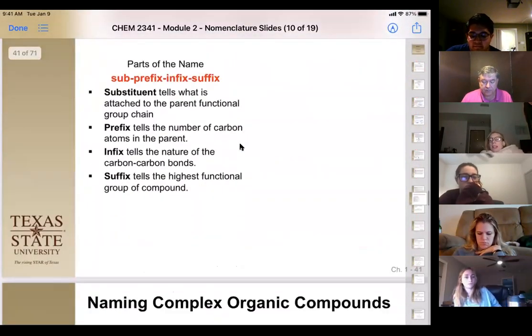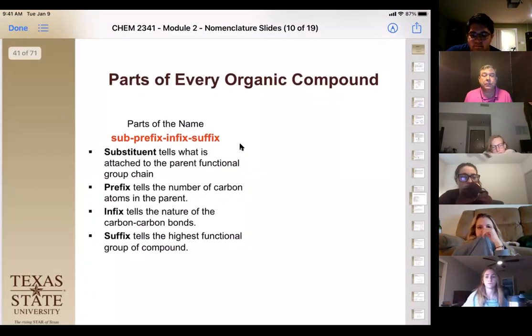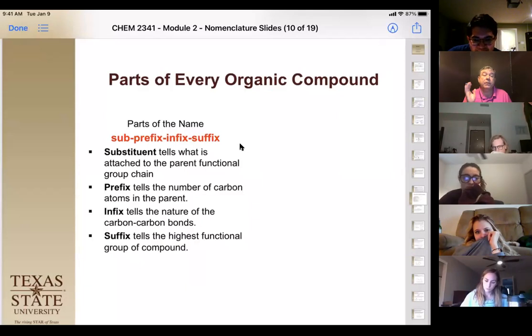All right, so again, we have our substituents, prefix, infix, and suffix. Suffix tells us the highest functional group of our compound. And so far, we've been using the E, which is only for hydrocarbons.